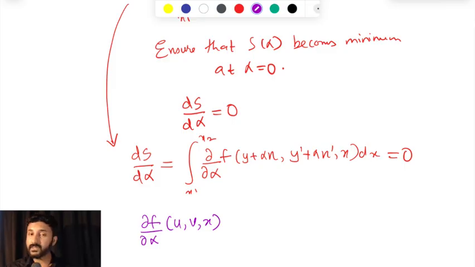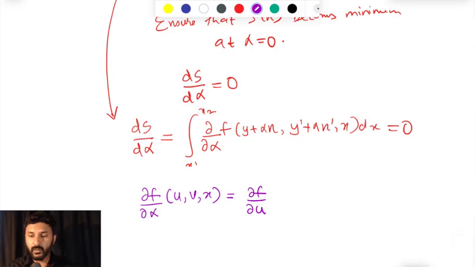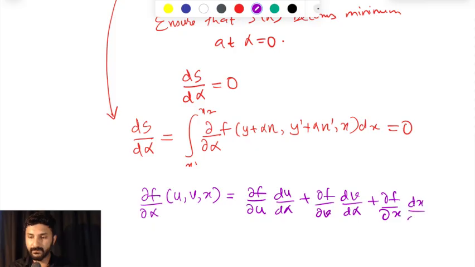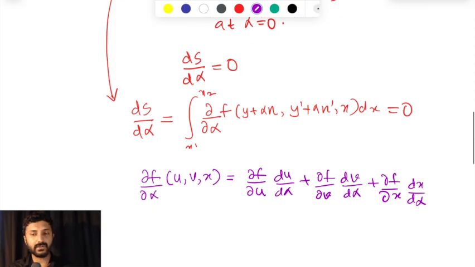and alpha is not an explicit variable, you would write it as partial derivatives, right? So dou f by dou u, du by d alpha, plus dou f by dou v, dv by d alpha, and so on. And let's also include the x, dx by d alpha, right? So this is a result from partial differentiation.